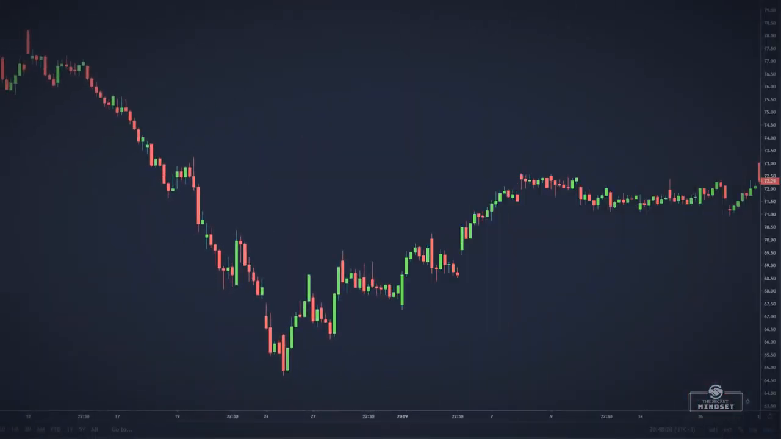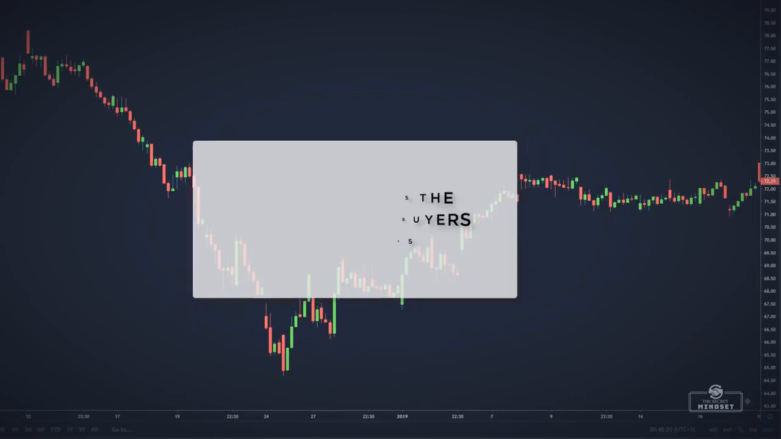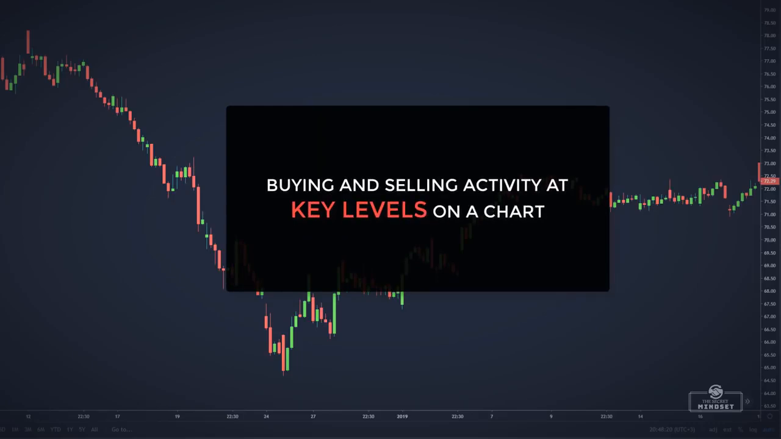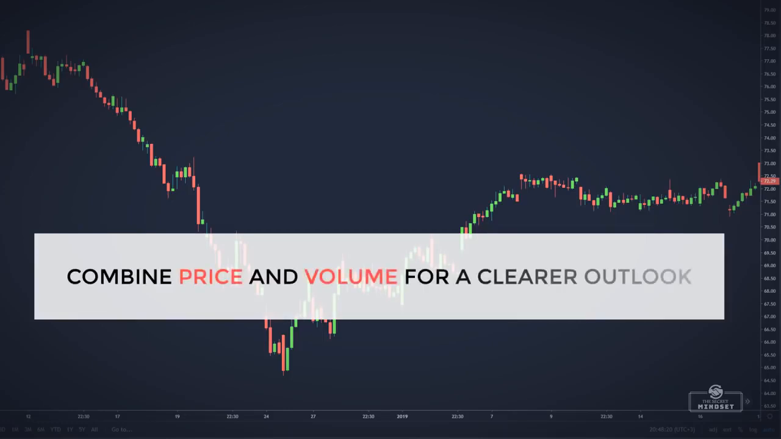So, volume is a significant tool because it shows the conviction of buyers and sellers and is one of the simplest methods for observing buying and selling activity at key levels on a chart. By itself, the volume can provide conflicting messages for a specific setup. But when you combine volume with price, things will become much clearer and simpler.